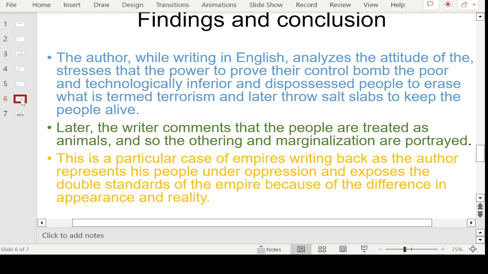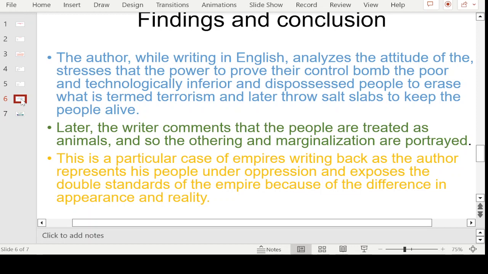of the passage is that the author, while writing in English, analyzes the attitudes of the states that the power to prove their control bomb the poor and technologically inferior and dispossessed people to erase what is termed terrorism or any type of resistance, and later through salt or food or the protective materials keep the people alive. Later, it means that first of all they kill and later on keep the people alive. Why not give something to these people to keep them alive? So that is the hypocrisy of the attitude which the colonial master would like to adopt towards the people who are technologically far less advanced as compared to these people.